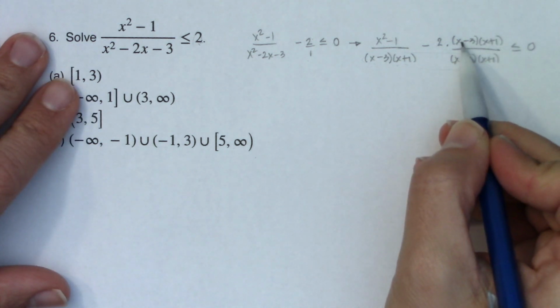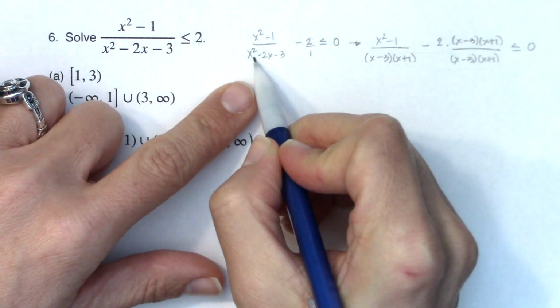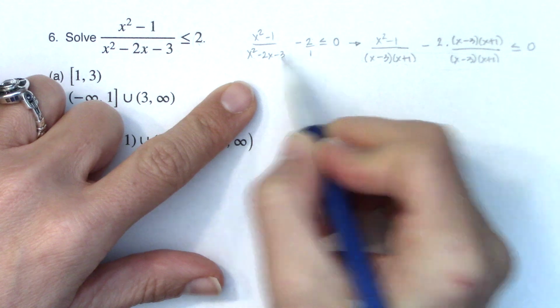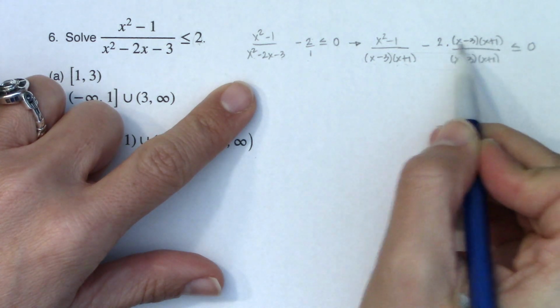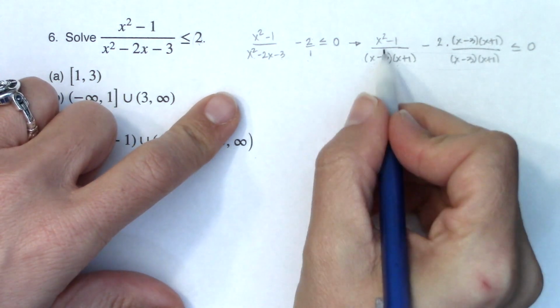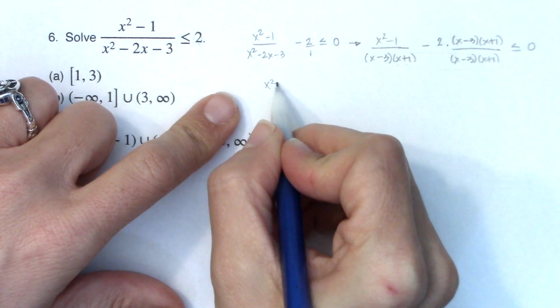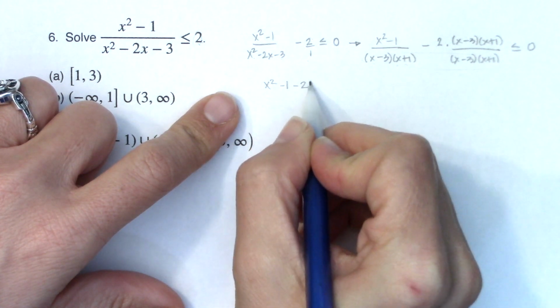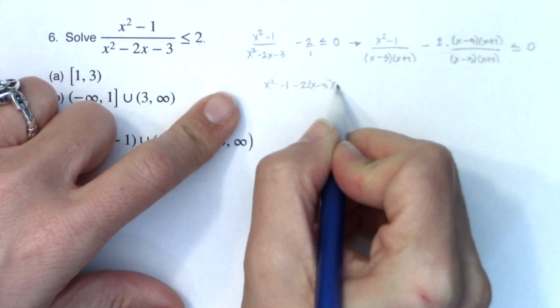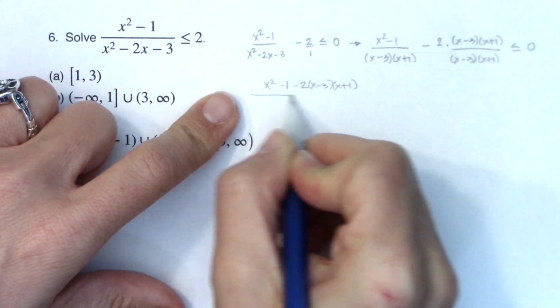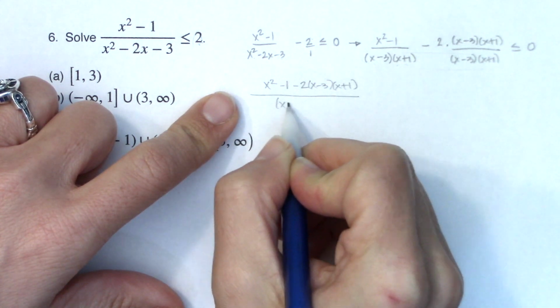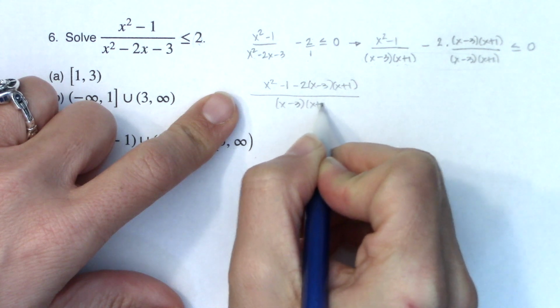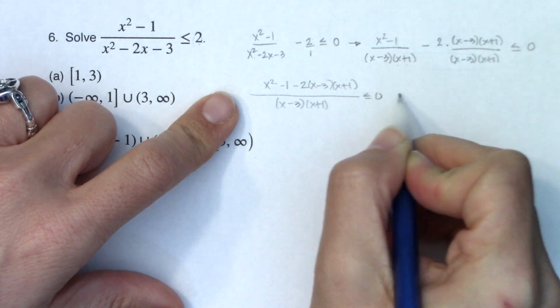So keep in mind, we already know x minus 3 times x plus 1 is x squared minus 2x minus 3, right? So I'm going to FOIL these and I'm going to do a little bit of algebra. So I've got my numerators of x squared minus 1 minus 2 times (x minus 3)(x plus 1), all over (x minus 3)(x plus 1). All right, and that is less than or equal to 0.